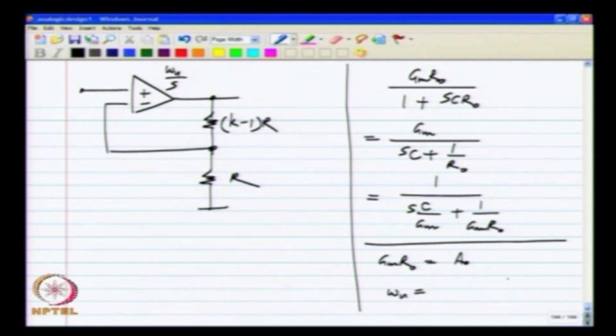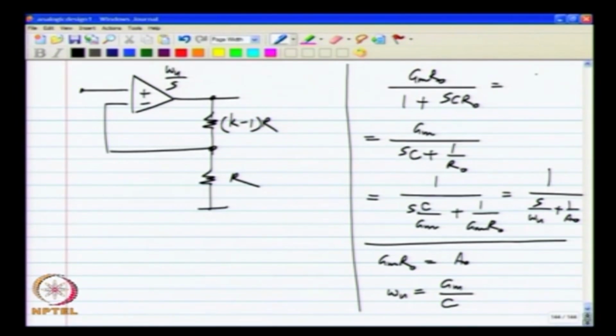We know that the unity gain frequency omega u, we had defined it as g m by c. I will keep it as it is. So, this form if I choose, I can write this as 1 by s by omega u plus 1 by a naught, and this kind of makes the non ideality very clear. If a naught tends to infinity, you will get omega u by s as the transfer function. But it can also be written in a number of other ways.